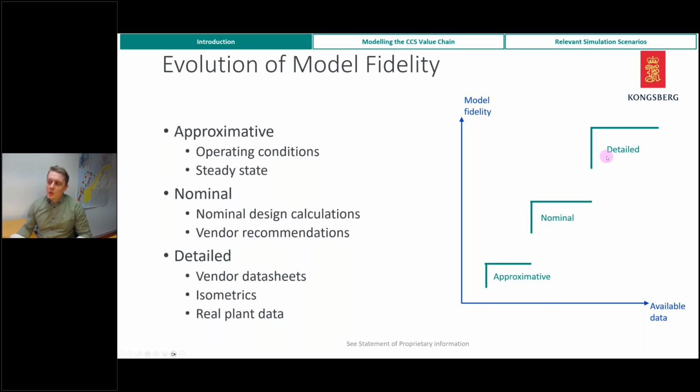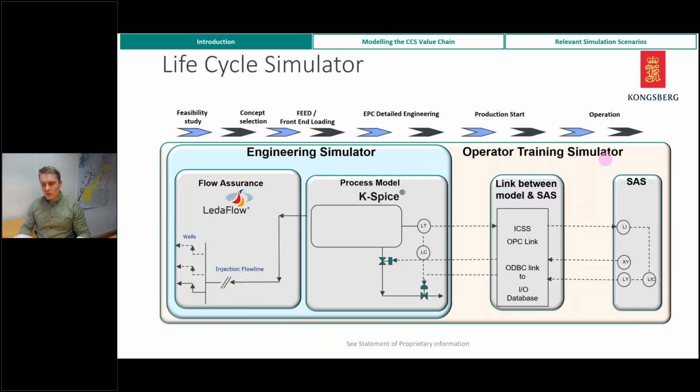Of course, when you get to later stages of a project, maybe you have even built the plant, then you can put in all of the vendor data sheets. Maybe you even want piping isometrics in the model. And of course, at the end of the day, nothing beats real plant data. I mean, that is the gold standard. That is where we are really tested. And the transient model really should be with you throughout this phase of a project. It should be able to support everything. And in KDI, we typically think of this as the life cycle simulator. It's being used in several places.